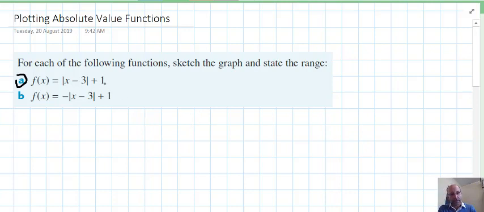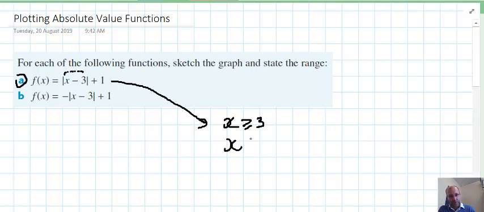So for this one here, we need to look at the domain x is greater than or equal to 3. If we have that, then in the absolute value part, if we have 3, we'll have 0 in there. If we have anything above 3, we'll have a positive value inside the absolute value symbol. So that's one of the situations. We also need to look at the complement of that, when x is less than 3.